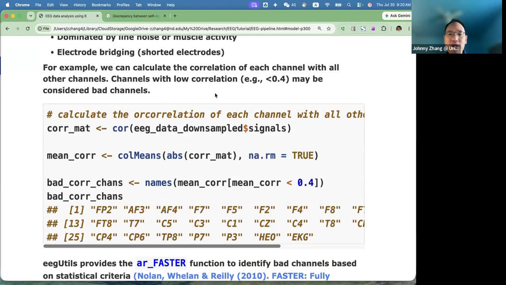One way is just calculate the correlation. So I calculate the correlation of all the channels. And if a channel is correlated with all other channels with a correlation smaller than 0.4, we may identify them as bad channels. Certainly, you need to decide the cutoff values, 0.1, 0.2, 0.3, depending on your study.